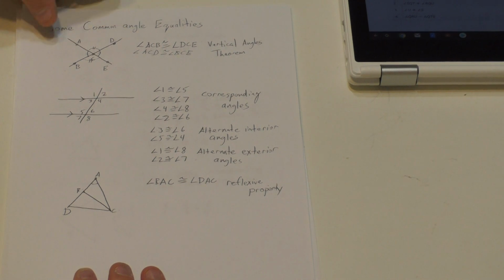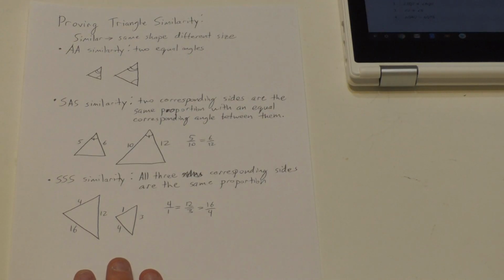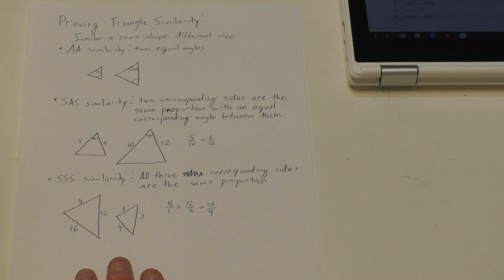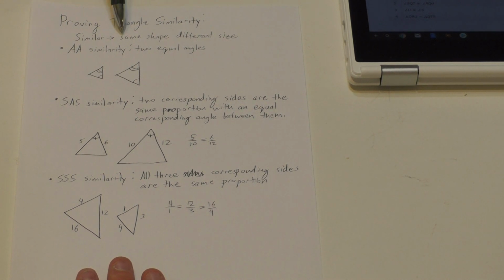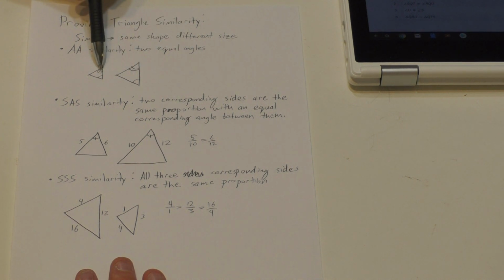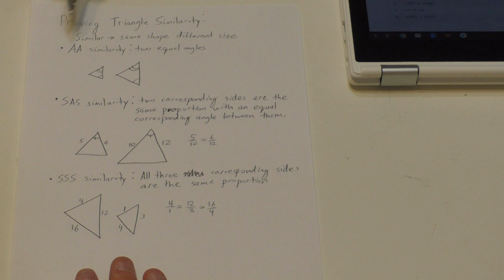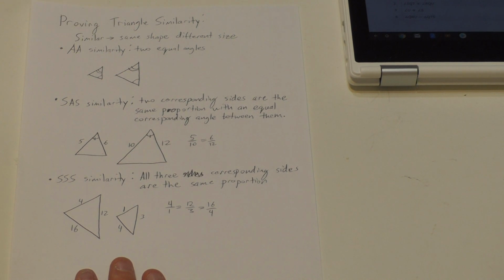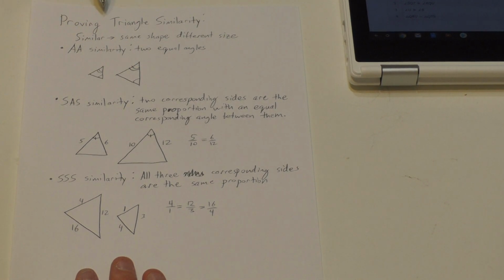Now, the big question now is, how do you prove triangle similarity? First, I want to get the idea pounded in your head here that similar means same shape, different size. So first thing is AA similarity. This means two triangles have two equal angles. So these two triangles have corresponding angles that are equal. Well, if two angles are equal, all three angles are equal. If all three angles are equal, it's pretty much the same shape. Might be a different size. So these two triangles would be similar.